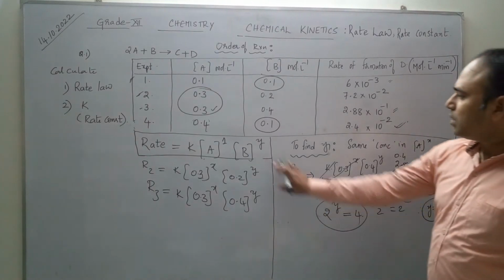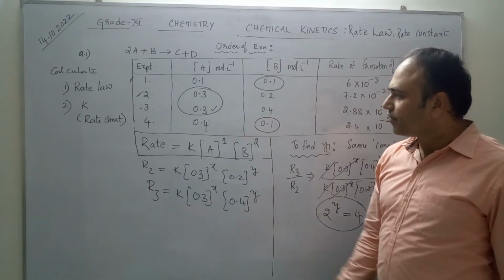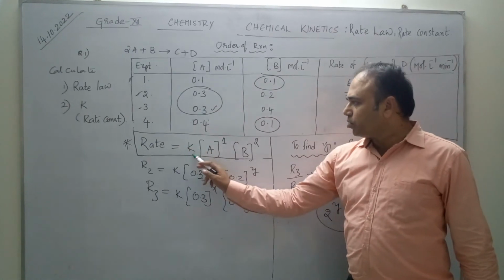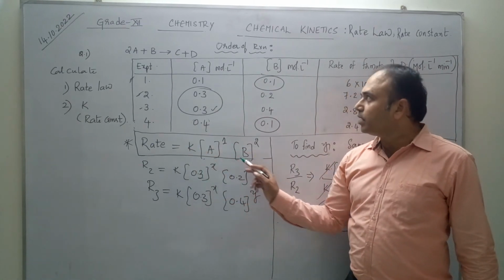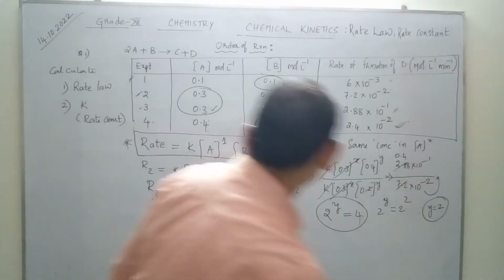So very simple. Now we can substitute Y as 2. So hope you have understood. We got the rate law. What is the rate law? Rate is equal to K into A to the power of 1 into B to the power of 2. Next.